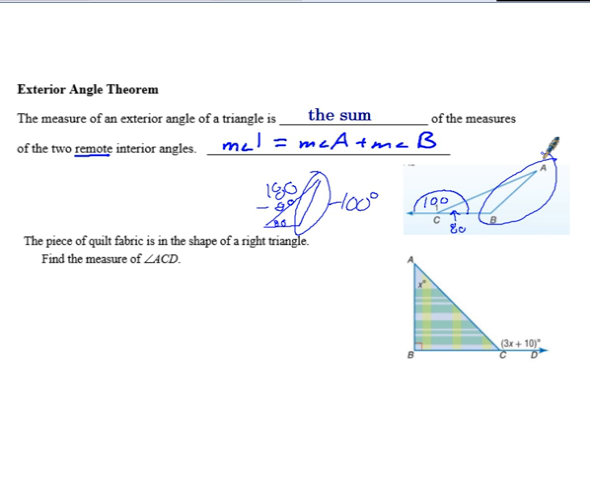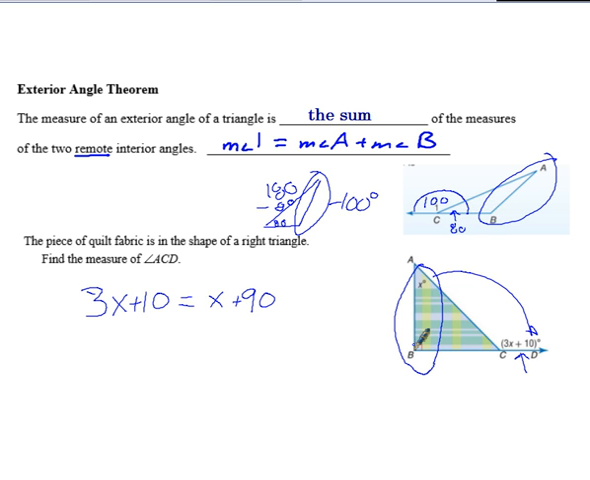So now down here, we're going to apply that to a problem. It says that we have a piece of quilt fabric in the shape of a right triangle, and we're asked to find the measure of angle ACD. So we're trying to figure out what the measure of this angle is here. So this is my exterior angle, so we can say that the exterior angle is equal to, and remember, it's the sum of the remote interiors. So these two angles here have to add up to equal this. So I can say x plus 90, because there's a little 90-degree angle box here. And now just solve for x.